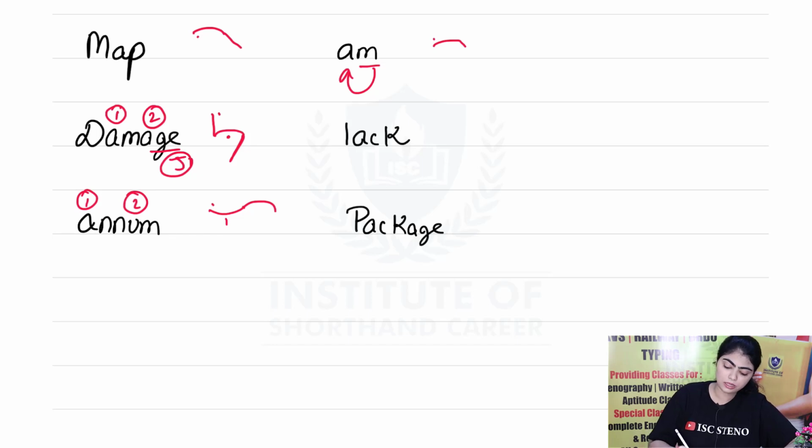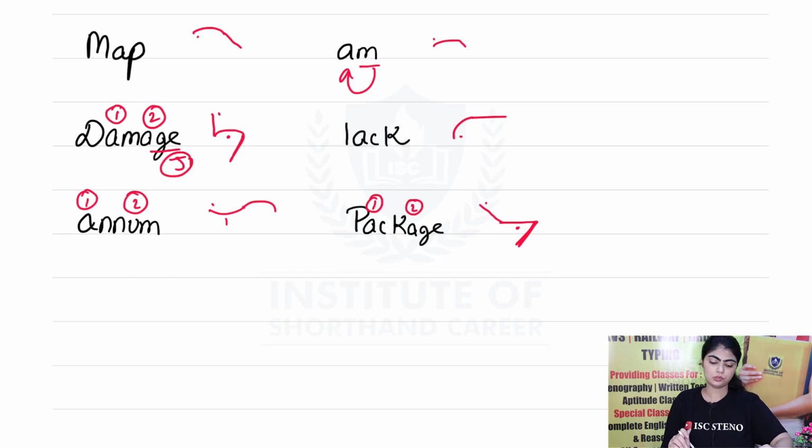Next word is lack. La, a, and k, lack. And the last word, package. Pa, a, k, a. So two sounds are there. Pa, a, k, a, and j. Okay. So this is it.